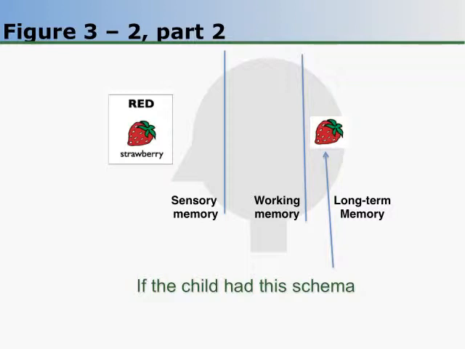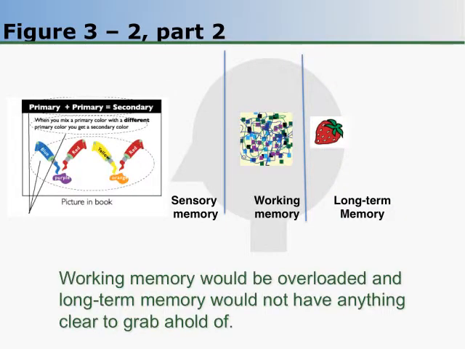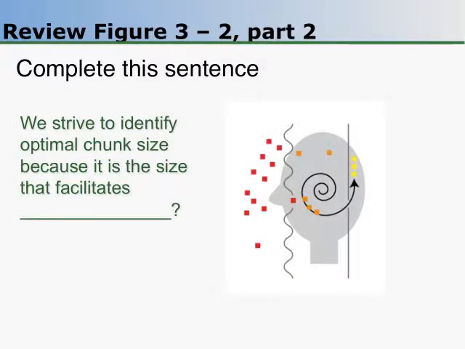So if the child had this schema and they saw this page in a book, working memory would be overloaded and long-term memory would not have anything clear to grab a hold of. So this is why it's so important to chunk content into an optimal size. Transfer of optimally chunked information to long-term memory will help the child learn additional colors and their relationships.